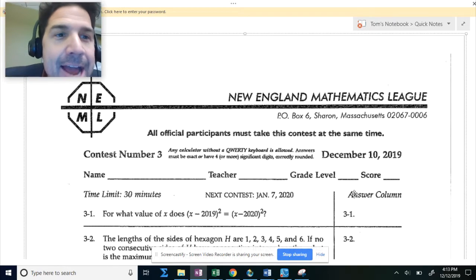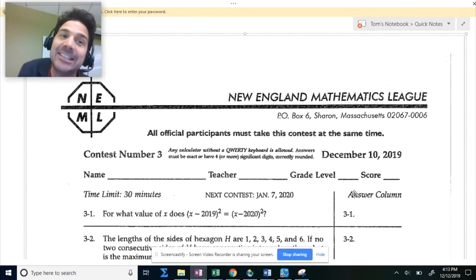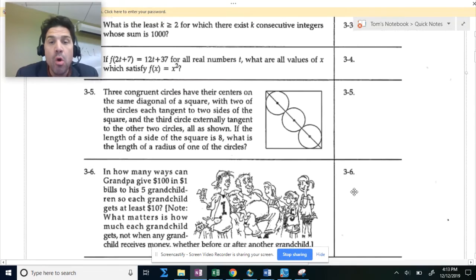NEML time. Let's get your NEML on. All right, we just took the NEML number 3 this week, and it is time to go over it.